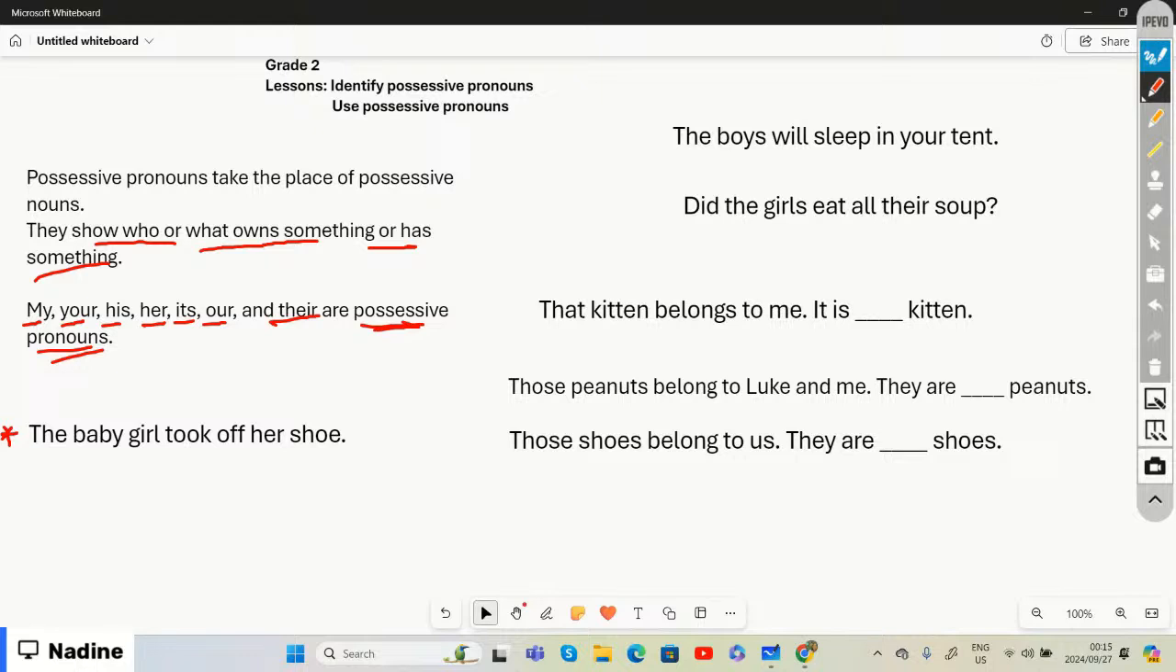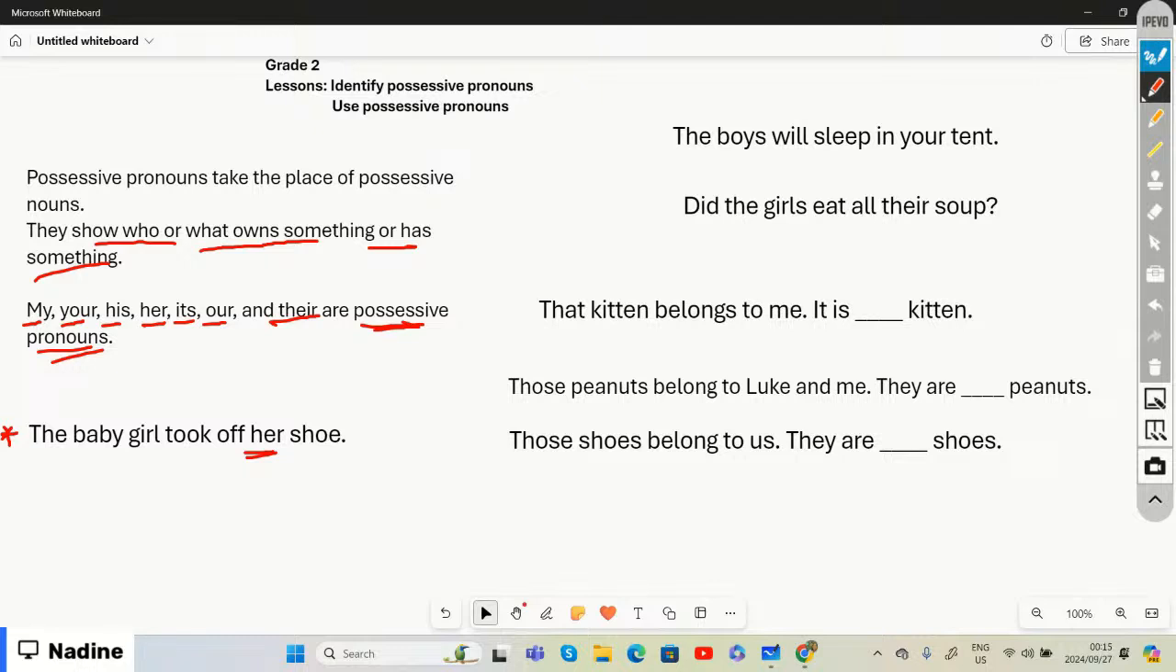All right. And if we were to identify the possessive pronoun within that sentence, it says, the baby girl took off her shoes. And if we look at that sentence, then we can say that her is our possessive pronoun. So her is our possessive pronoun because it shows who owns something or it shows who has something.